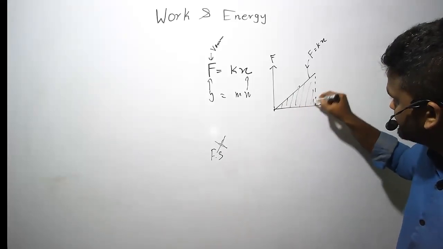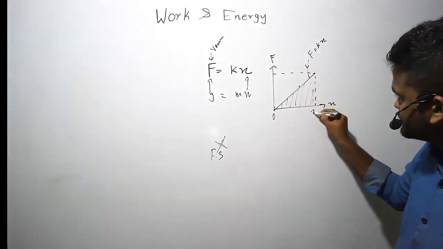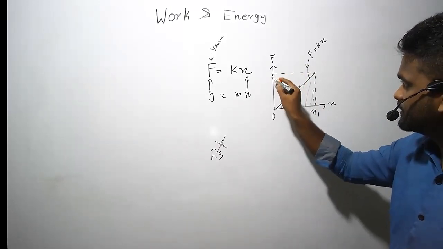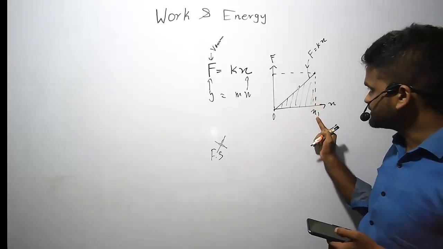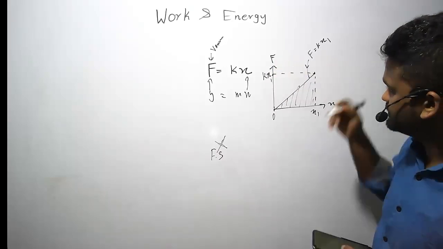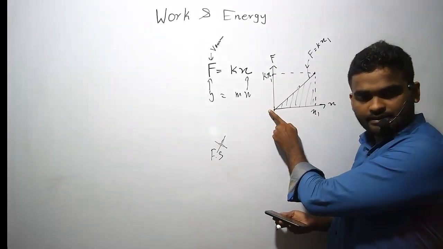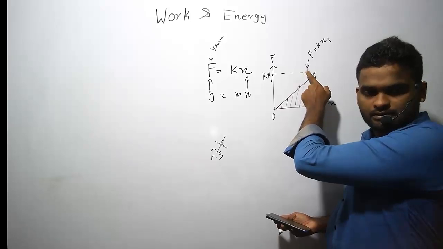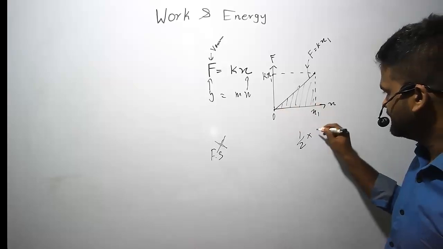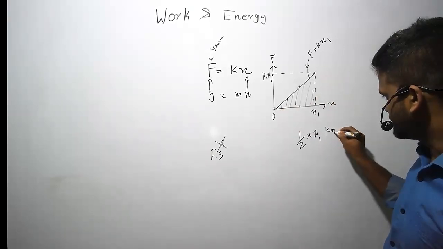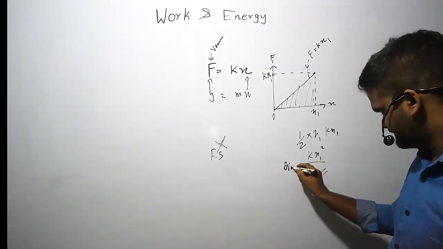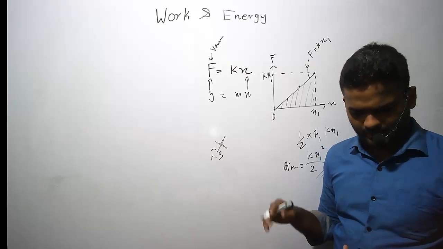So area of the graph. Force here, this is 0, this is x1. So what is the force here? Just substitute x1 here. Then you can find the force. So the force here is kx1. The force increases from 0 to kx1. Then find the area. So what is the area? Triangle, half times x1 times height kx1. So the answer is kx1 squared over 2. So this is the work. Did you understand that?